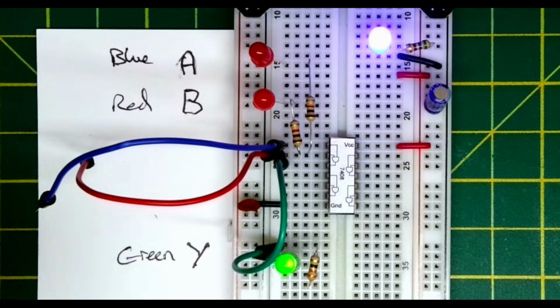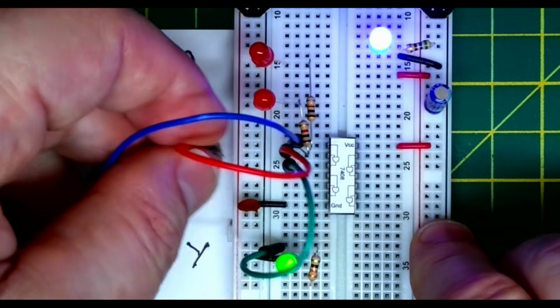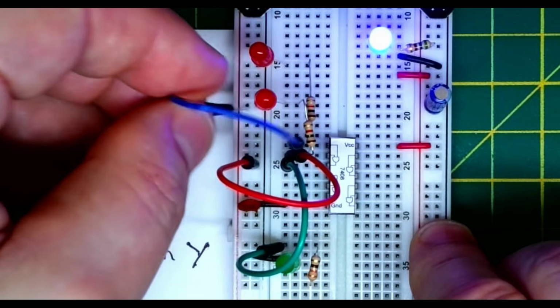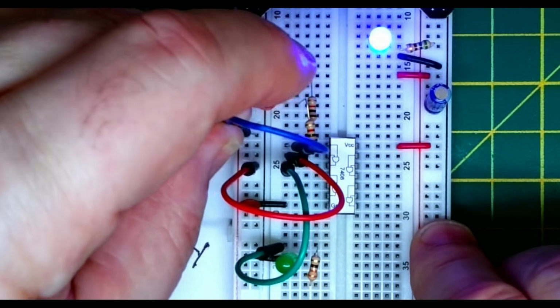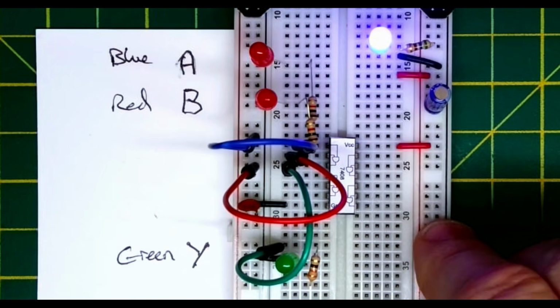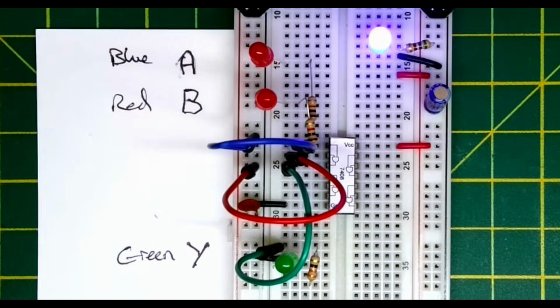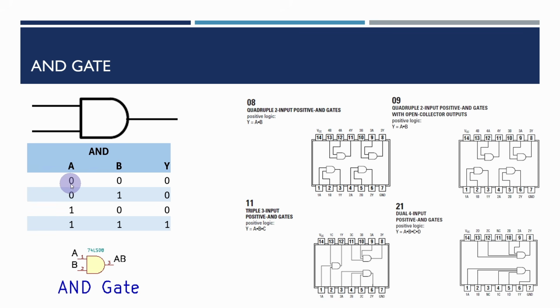So if we wire these up to 0 volts first of all, you'll see that the LED goes off as the first one's connected. Obviously, with the truth table that we saw earlier, we would expect that when we have 0 and 0, 0 and 1, or 1 and 0, we would get nothing.